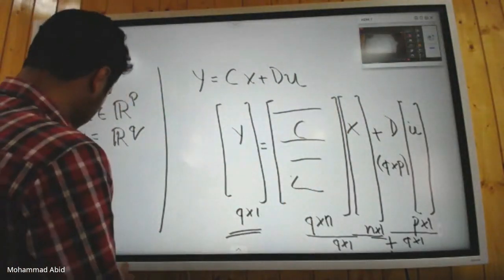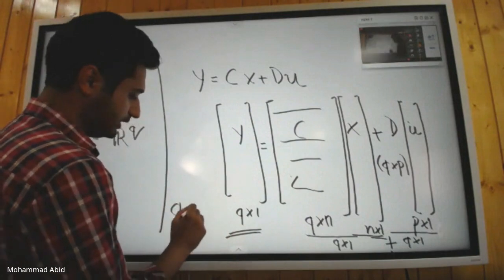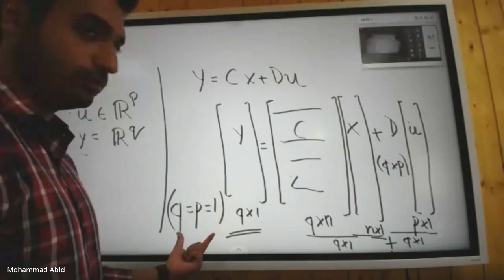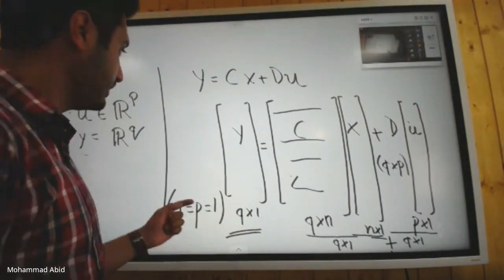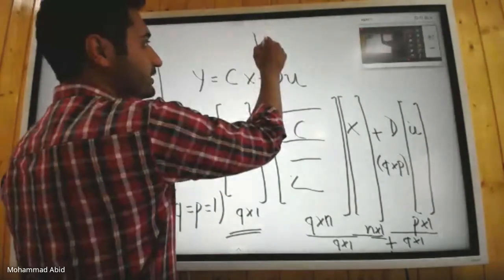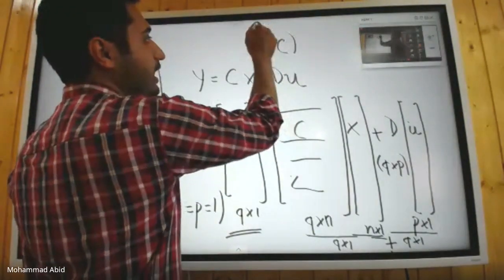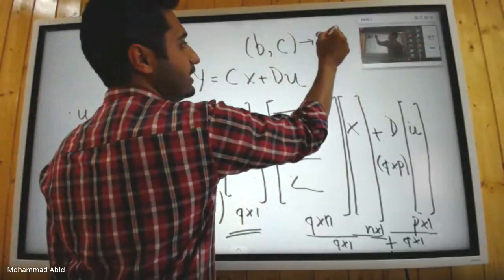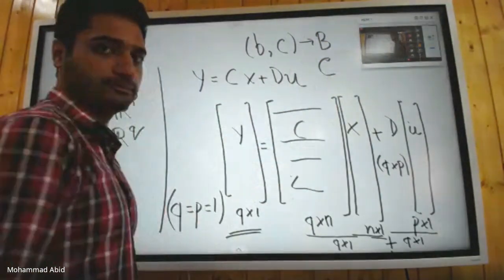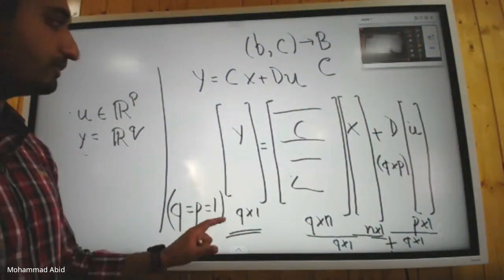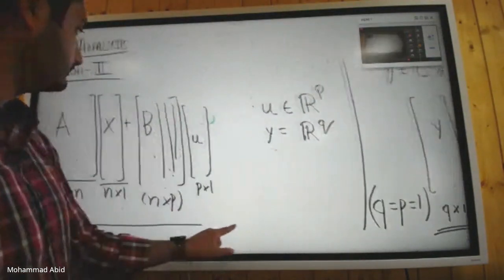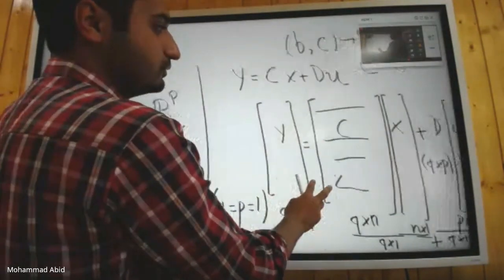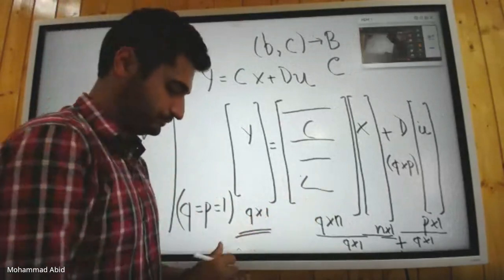And for single input, single output, your q equals p equals 1. This is a special case which we call single input, single output. P and q are just 1. Your B is a vector, and so is your C. For multiple inputs, multiple outputs, your B becomes a matrix and your C also becomes a matrix. That's the only difference. Has everyone understood this state equation and this output equation? Any confusion in this?